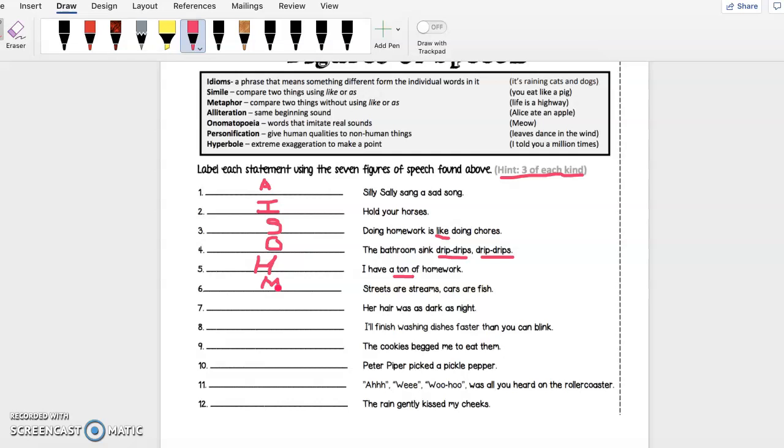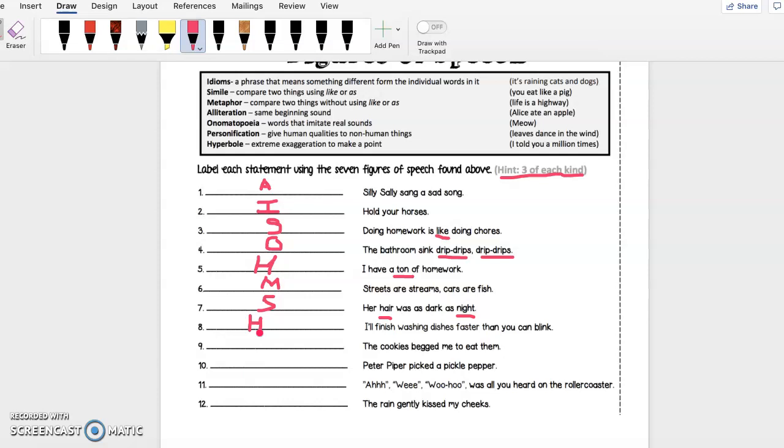Number seven, her hair was as dark as the night. They're comparing her hair to the night using as. This is a simile. Okay. My little clicker doesn't want to work. Come on, little clicker, work for me. Okay. Number eight, I'll finish washing dishes faster than you can blink. So, guys, that's actually an exaggeration. You're not going to finish dishes that fast, but you're just saying it to exaggerate how fast you're going to go. That's a hyperbole.